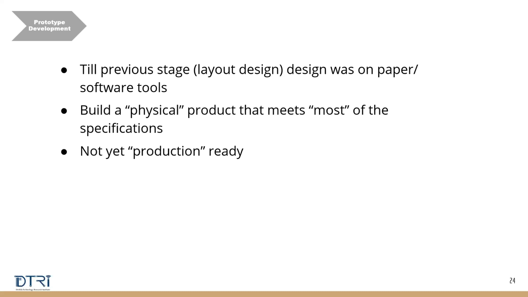Your customer will not like it because it will also not look like a real product. It does not have the look and feel of a real product. It also does not meet all the specifications. So that's why it is called not yet production ready. So what are the various steps? Again, I'm simplifying here and putting very like 2 or 3 steps here.